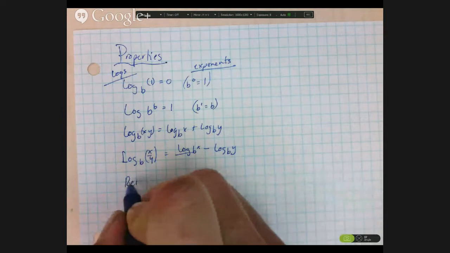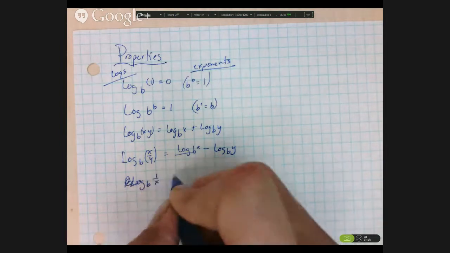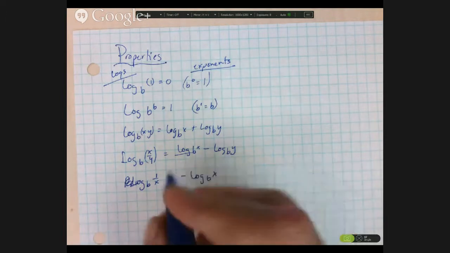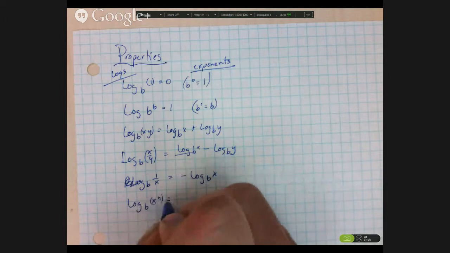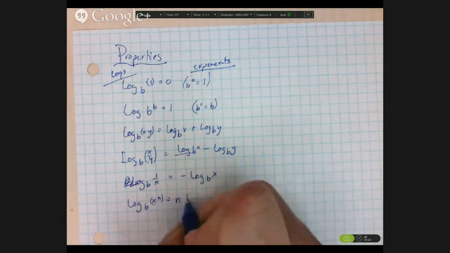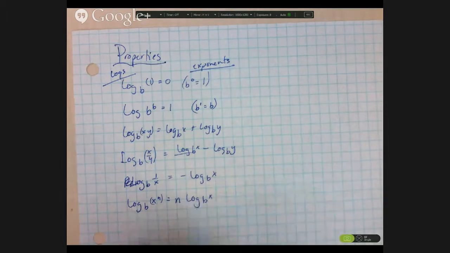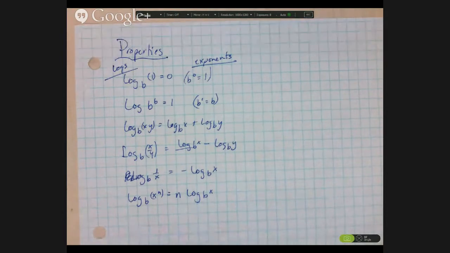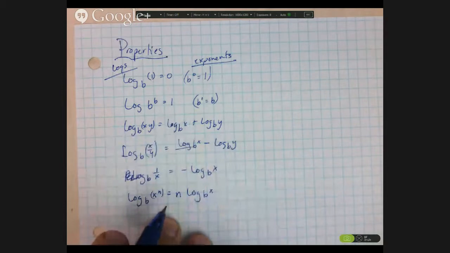Reciprocals. Log b of 1 over x is the same as negative log b of x. And powers, log b of x to the n equals... this one's kind of funny, bringing the power down in front is kind of counterintuitive, but it's a beautiful thing, trust me. Okay, so we can manipulate logs just like this.